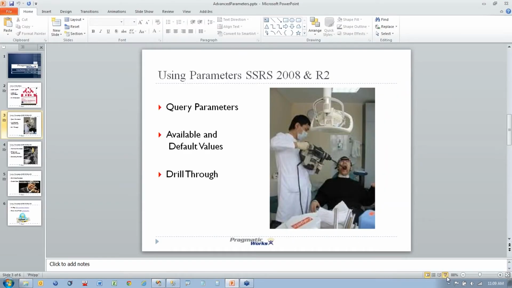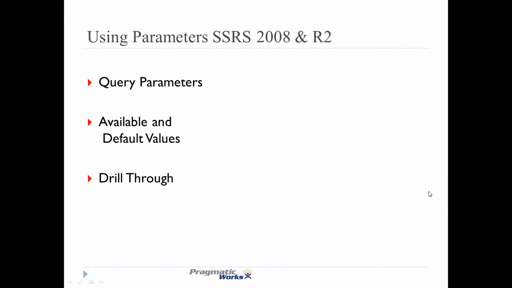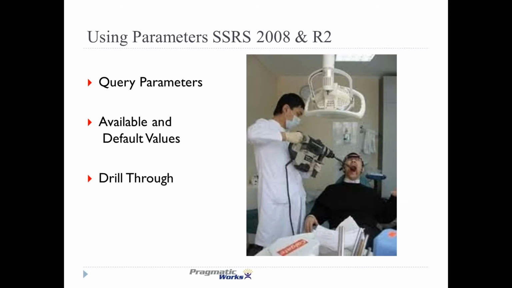All right, so let's go on to the next one here. We covered query parameters, available and default values, and drill throughs.